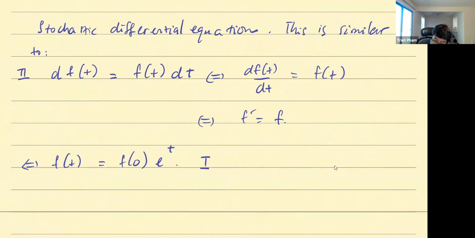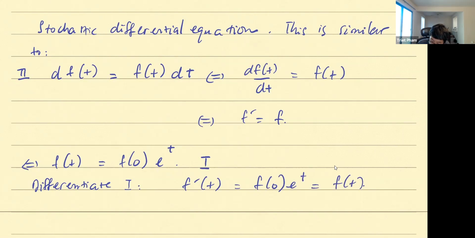So this is the differential form of this expression. This is the solution. And you see that if you differentiate 1, you get exactly that f prime is f0 e to a t, which is exactly f. So that checks out. So 1 checks out 2.